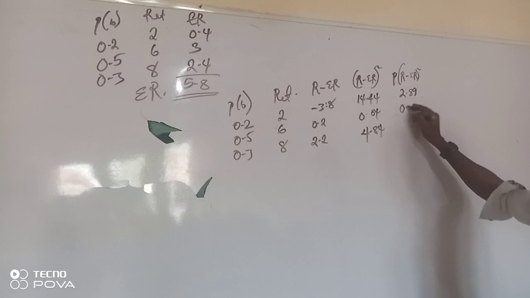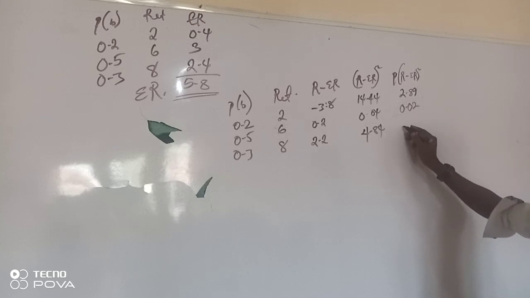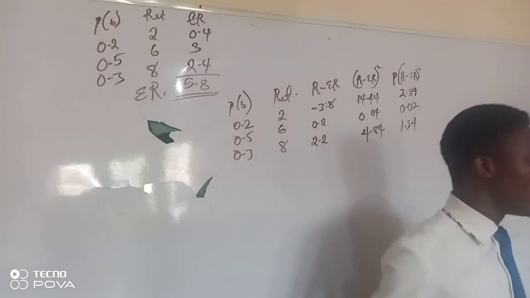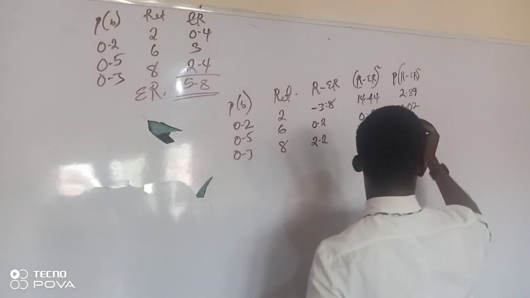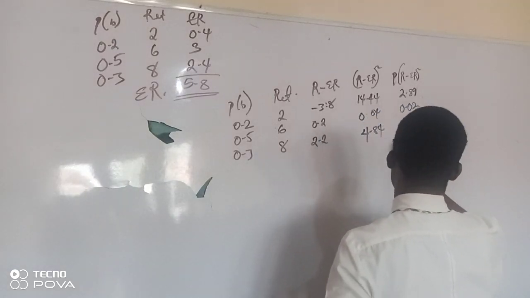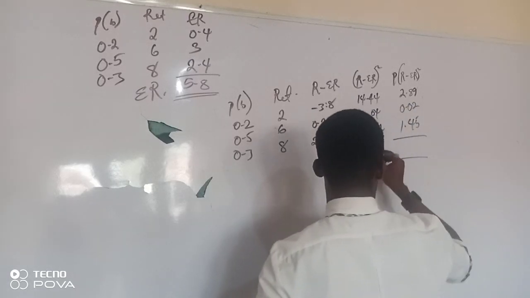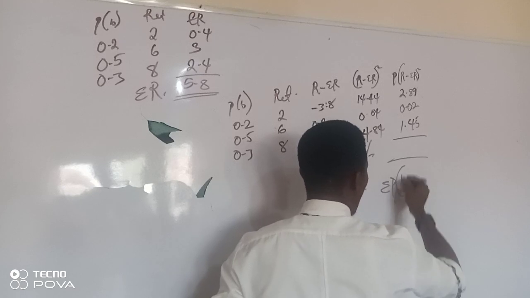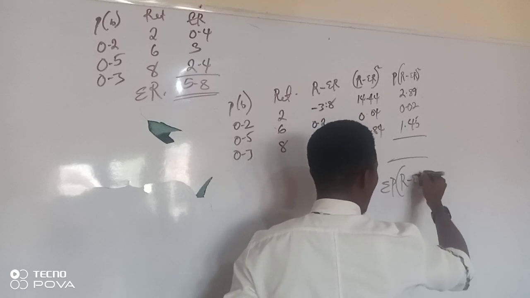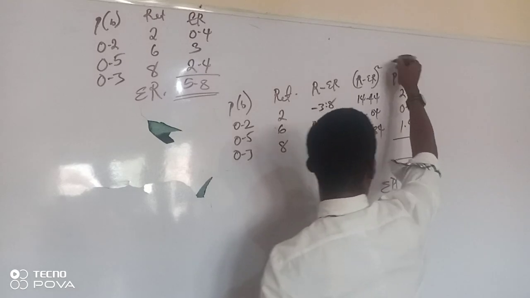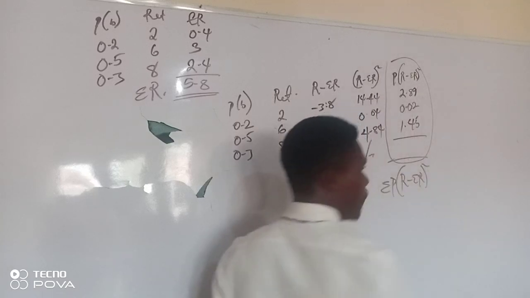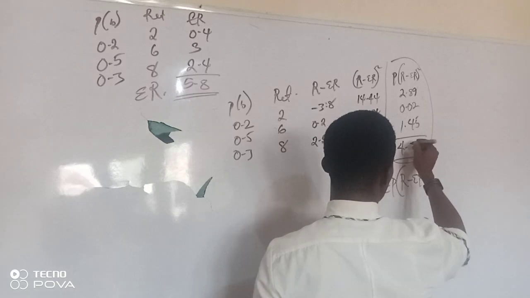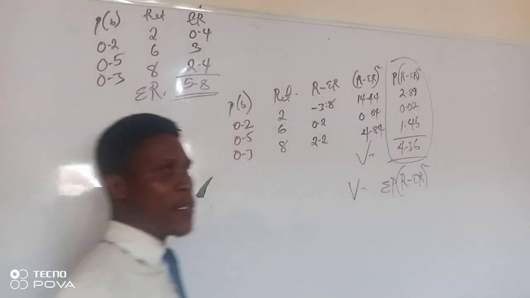Next, 0.02. Then 1.45. By the time you add it together, that will be our variance. Variance is equal to the summation of probability times the bracket of return minus expected return, squared. That's what we have here. The summation is your variance, which is 4.36.